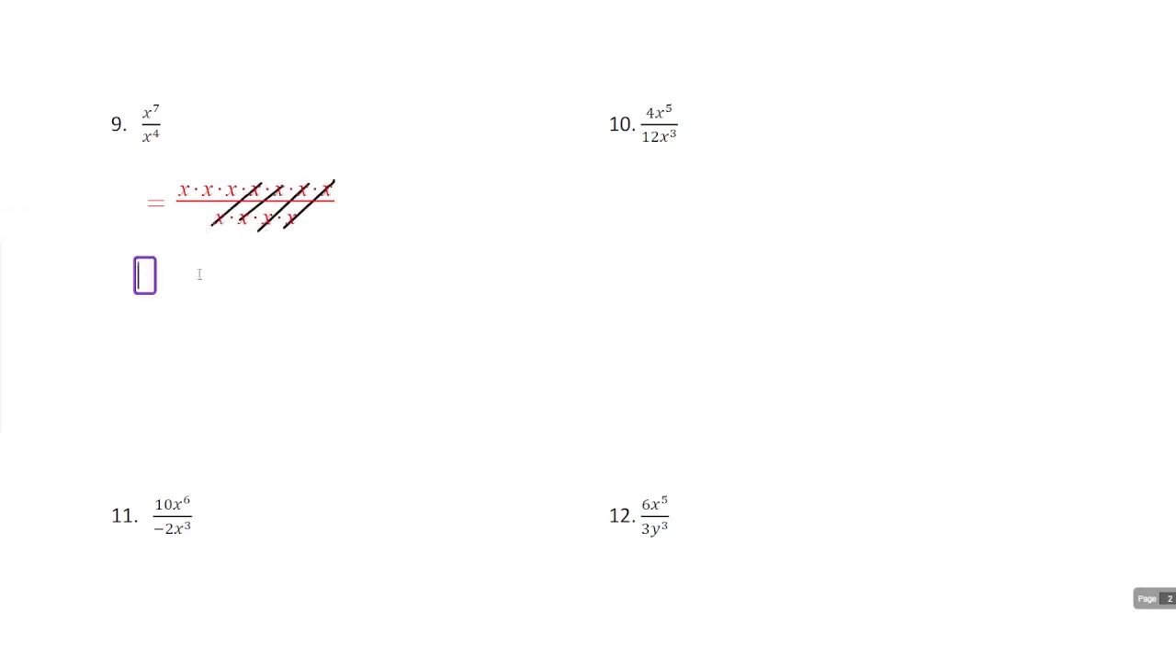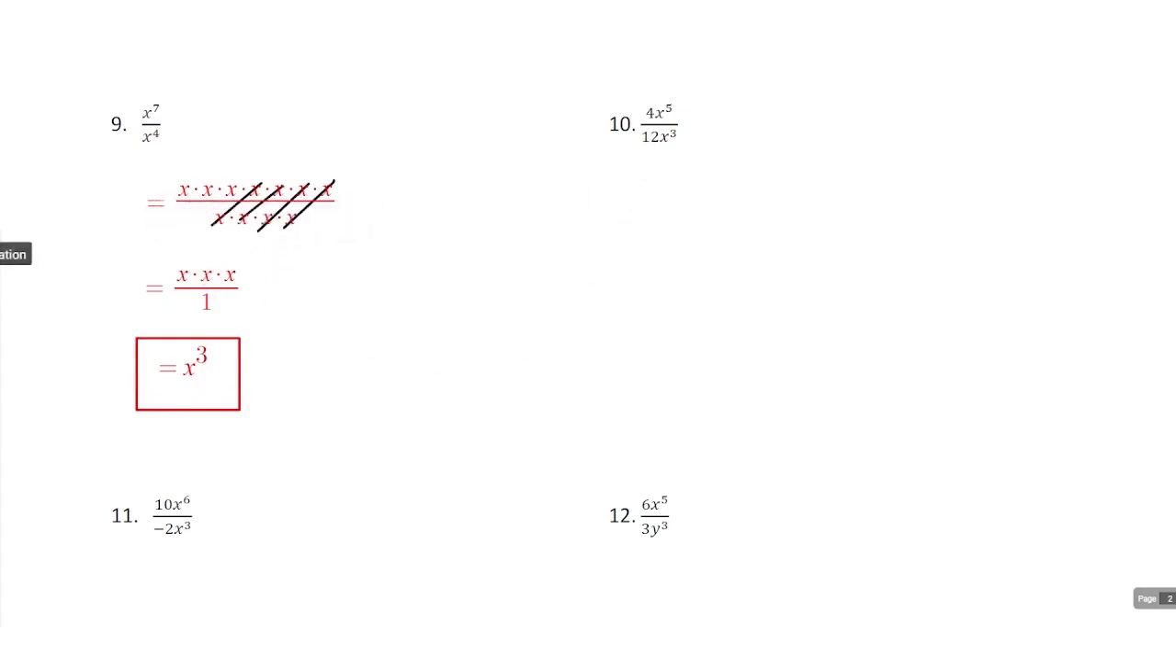That's going to leave me with x times x times x over, if you ever run out of terms, notice all 4 of these got canceled out, just put a 1 there. When you're dividing by 1, that's essentially the same as doing nothing, so this will be just x cubed. However, if that 1 ended up in the numerator, you got to leave it there.